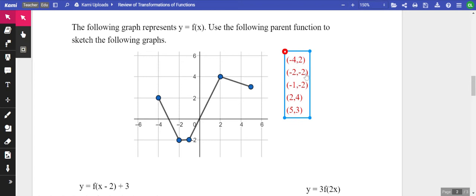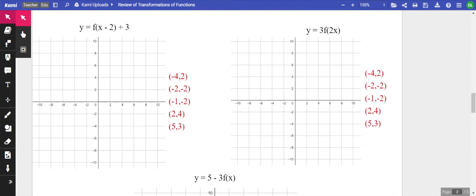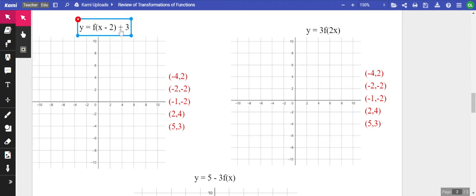So we did this with a table of values. Now I'm going to show you how to do it with a list of points in case you don't want to make that table of values. So the first thing we need to do is look at our new function and see what transformations they are applying. So I know if I'm outside my function, I'm affecting the y-axis. And in this case, I'm making all my y values increase by 3.